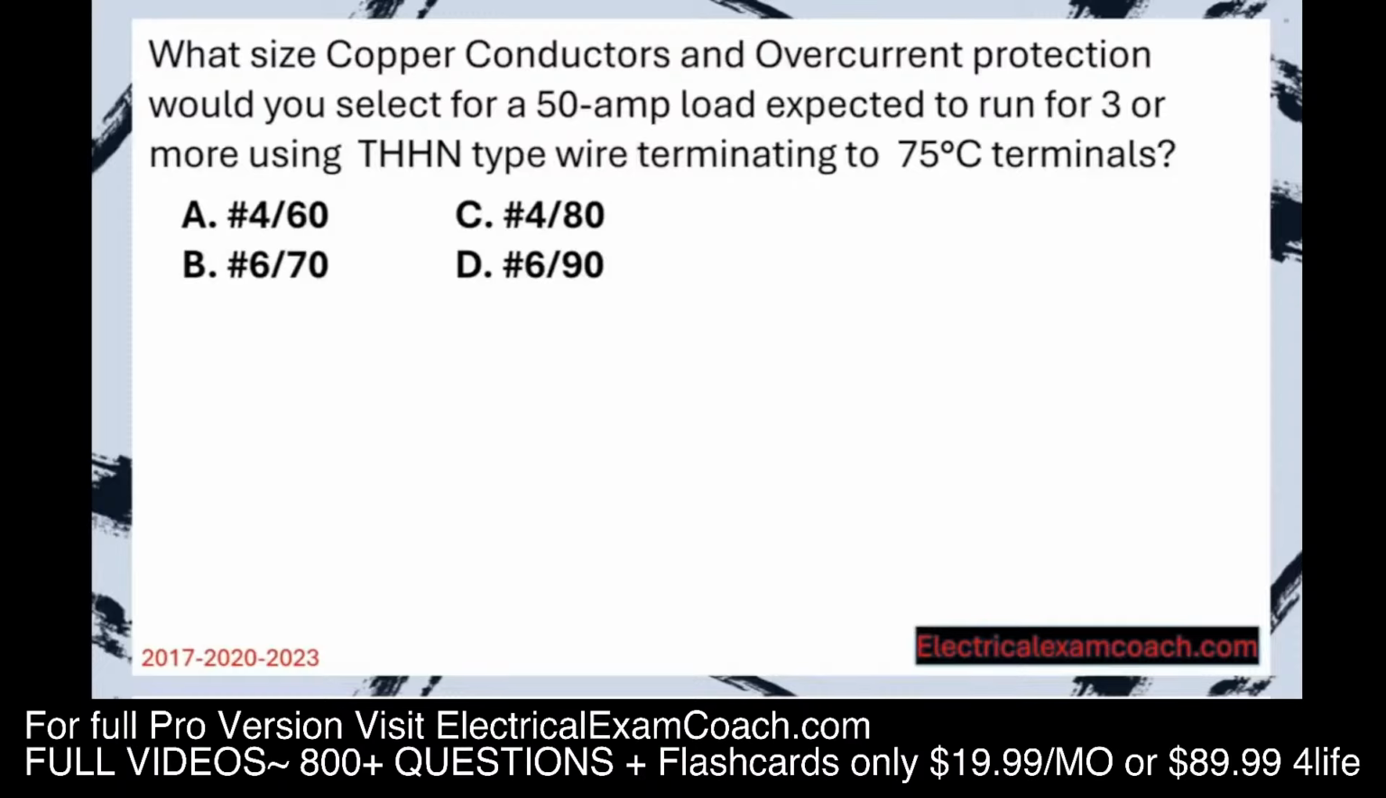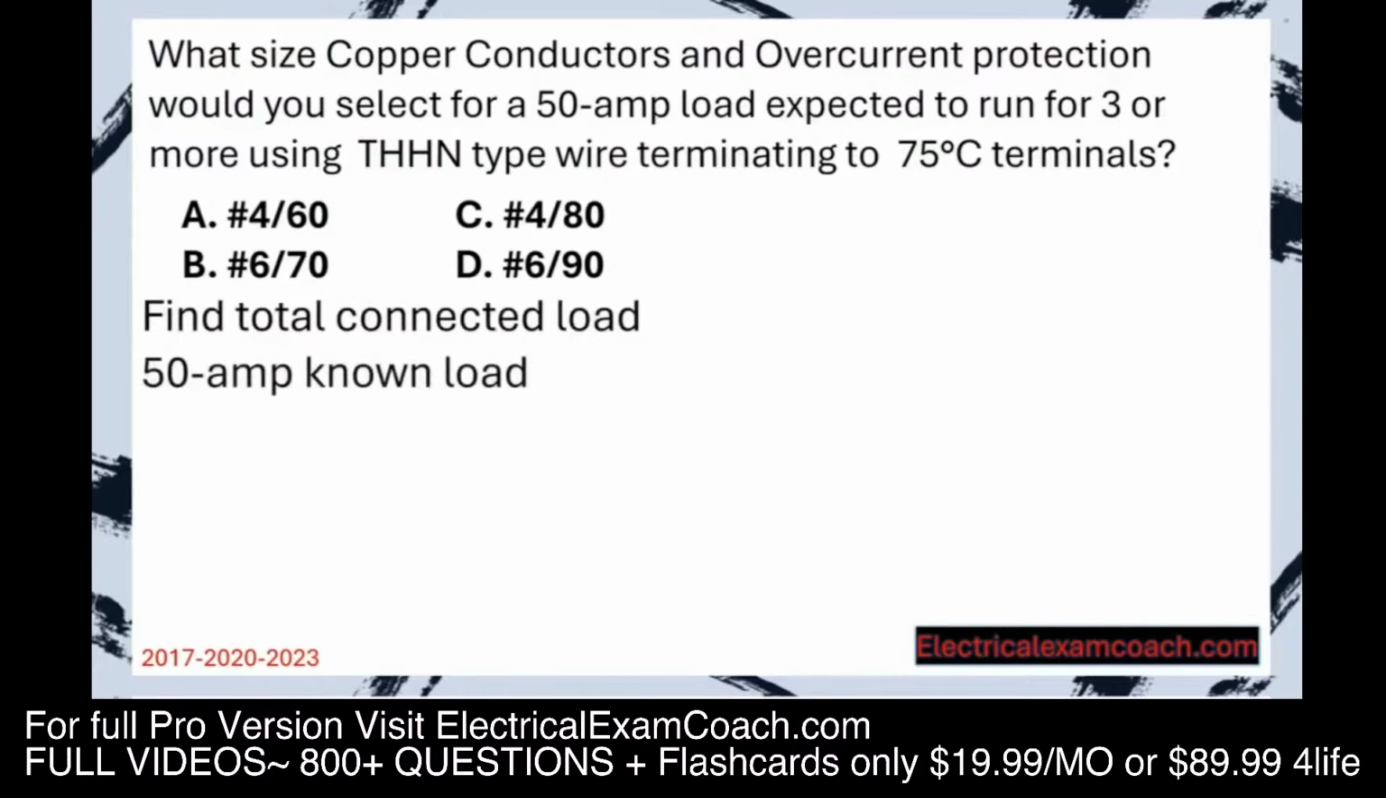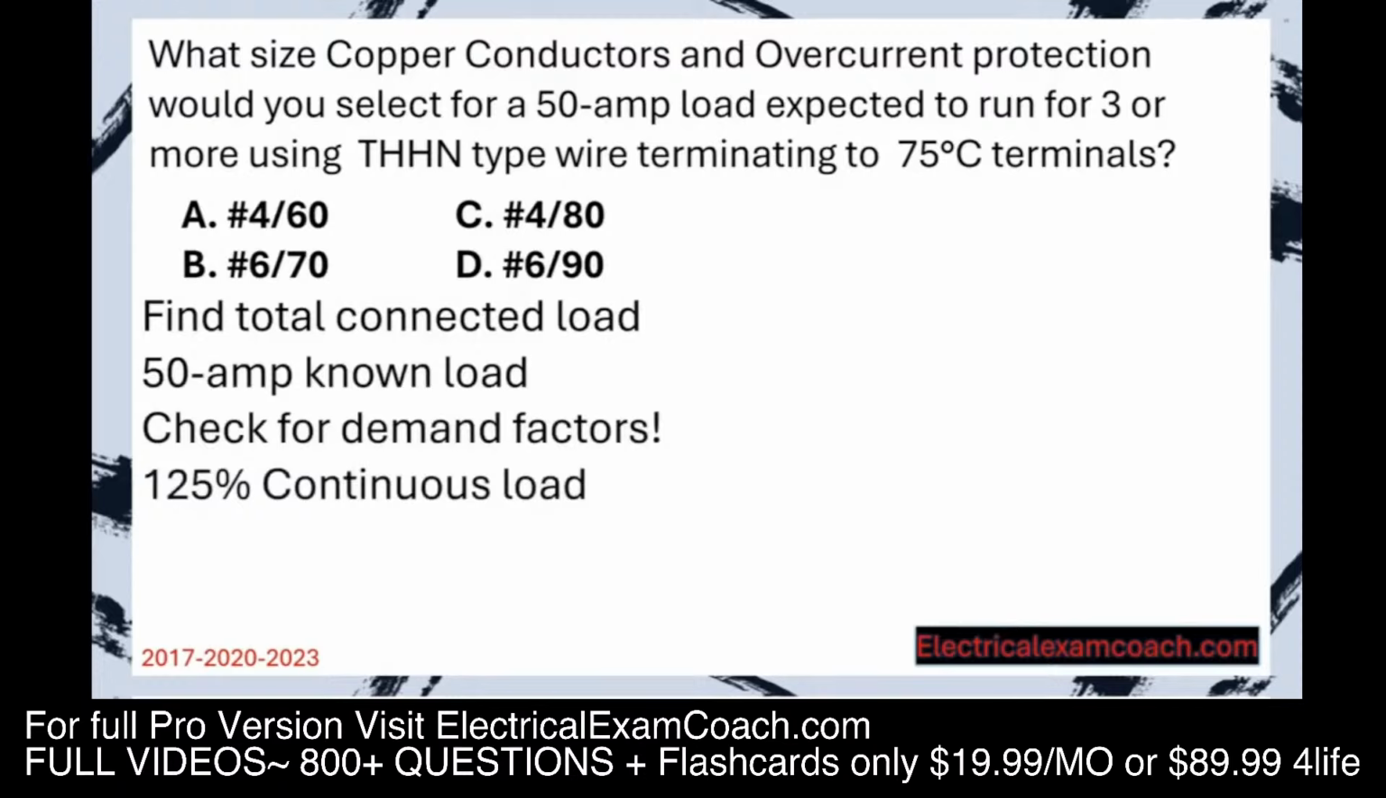What size copper conductors and overcurrent protection would you select for a 50 amp load expected to run for 3 or more hours using THHN type wire terminating to 75°C terminals? Step 1, we're going to find the total connected load. Our starting known load is 50 amps, but we must check for demand factors. We see that it's a continuous load, so we're going to have our 125% rule. We take our starting known load, multiply it by 1.25, and that gives us a new known load of 62.5.